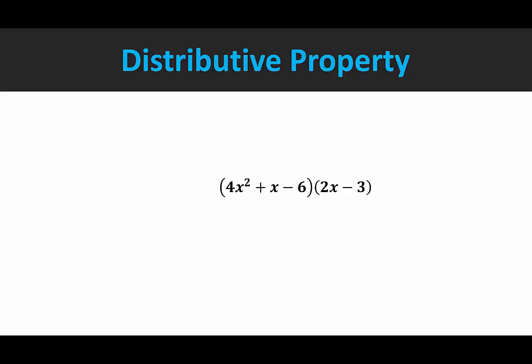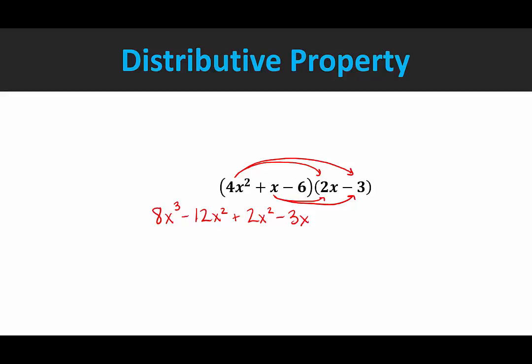What are we going to do here? Well, the same thing. So here's my first term, 4x squared, multiplied by 2x. 8x cubed. Multiply him by the second term in that polynomial. Negative 3. 4x squared times negative 3 is negative 12x squared. And then go to the next ones. x times 2x is plus 2x squared. x times negative 3 is minus 3x.